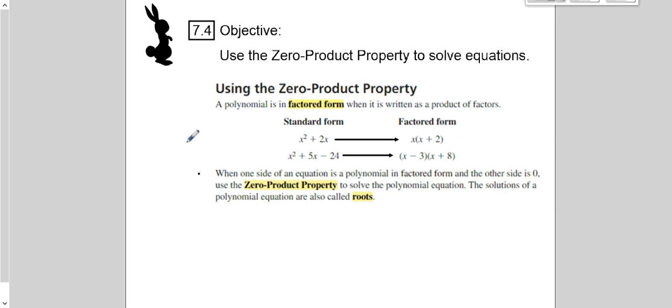When one side of an equation is a polynomial in factored form and the other side is 0, use the zero product property to solve the polynomial equation. The solutions of a polynomial equation are also called roots.